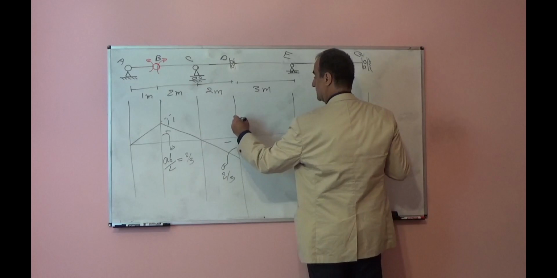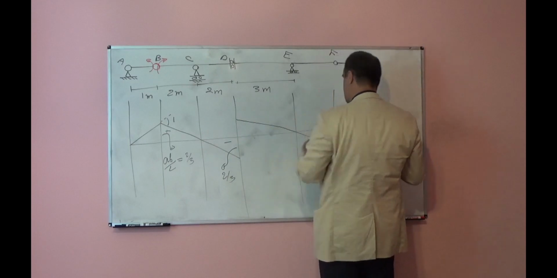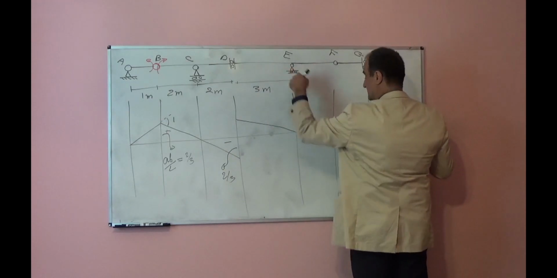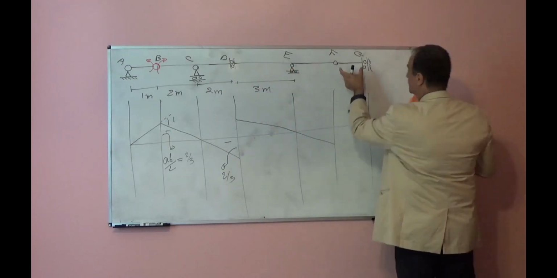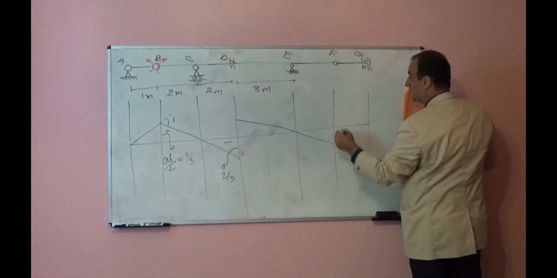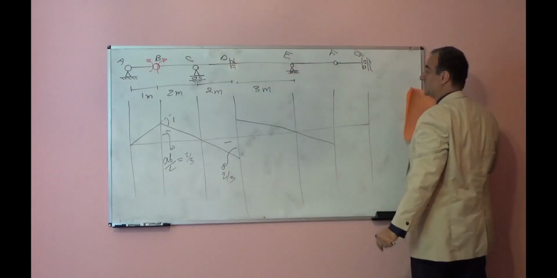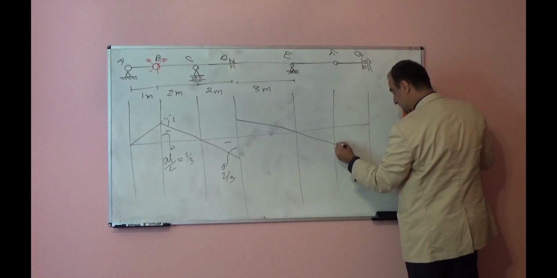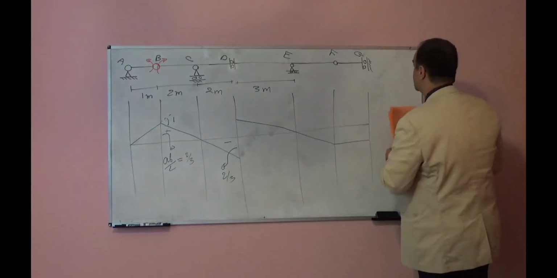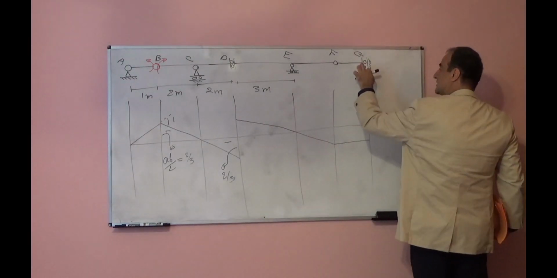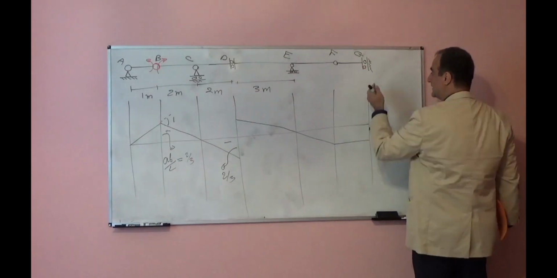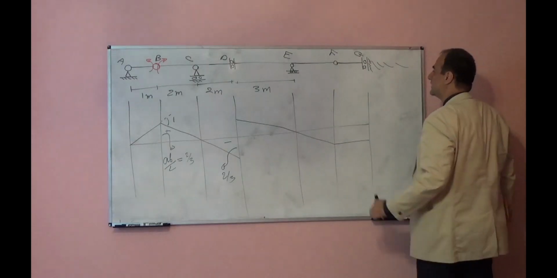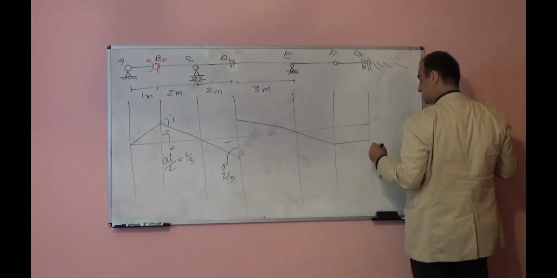So this DF part will rotate with respect to E, and if the DF part rotates with respect to E, point F will move down, so this part should move down too, and it can move down because again this is a shear connection, left and right should be parallel. So here we have the ground, and the horizontal line is parallel to the ground, so that is a possible movement.